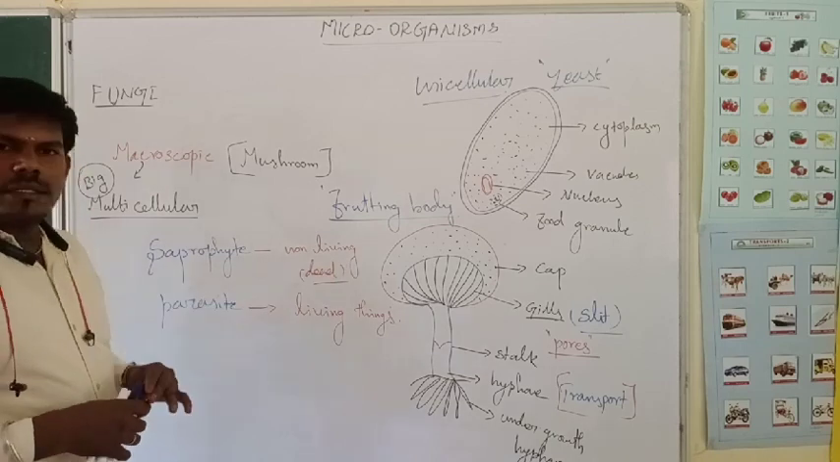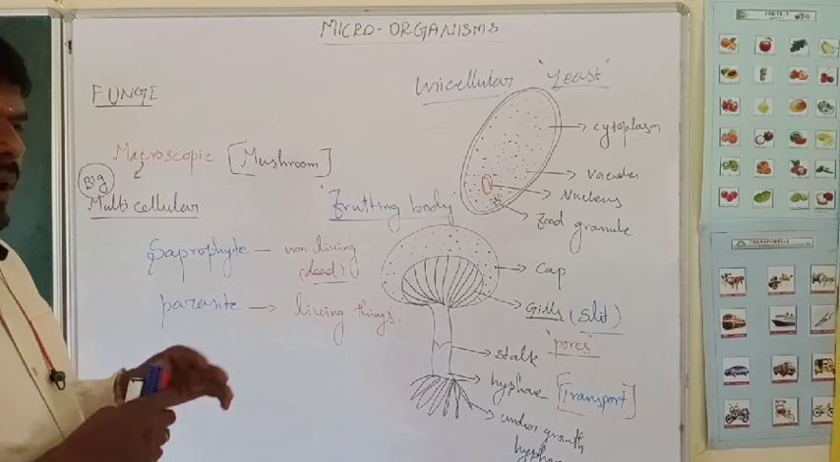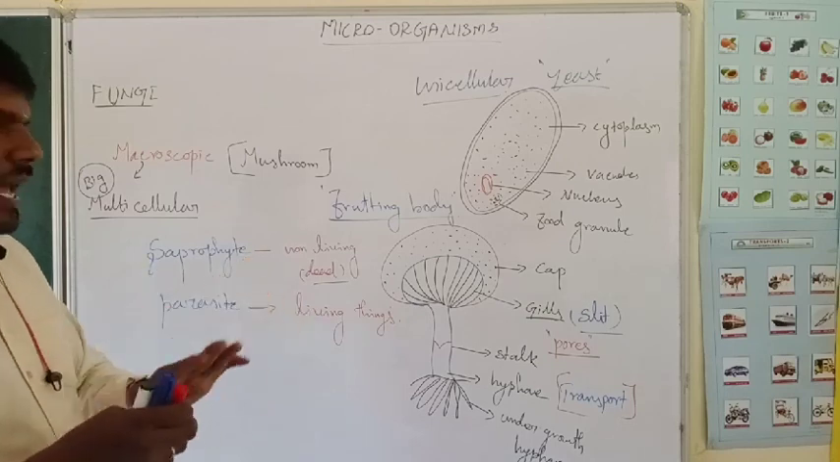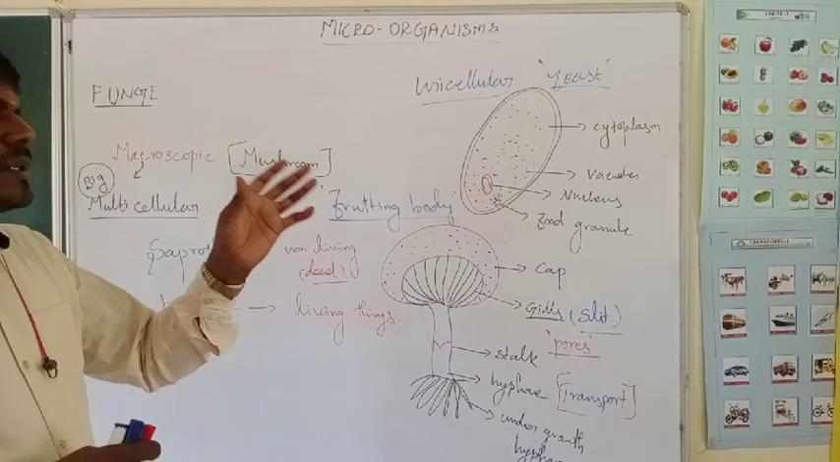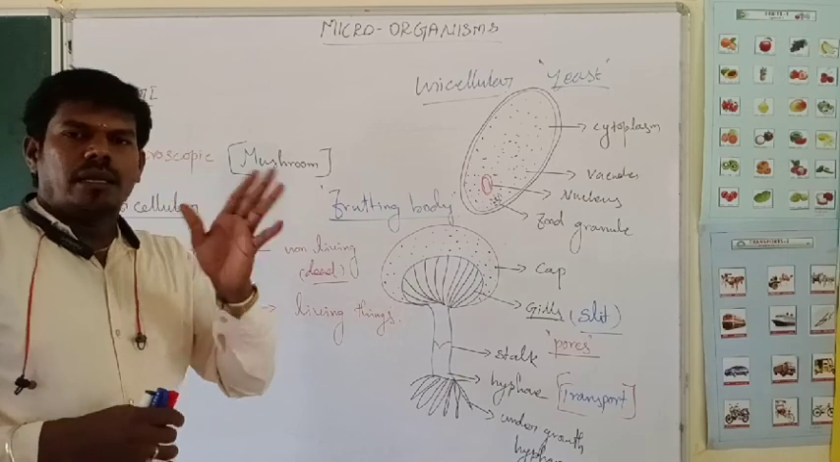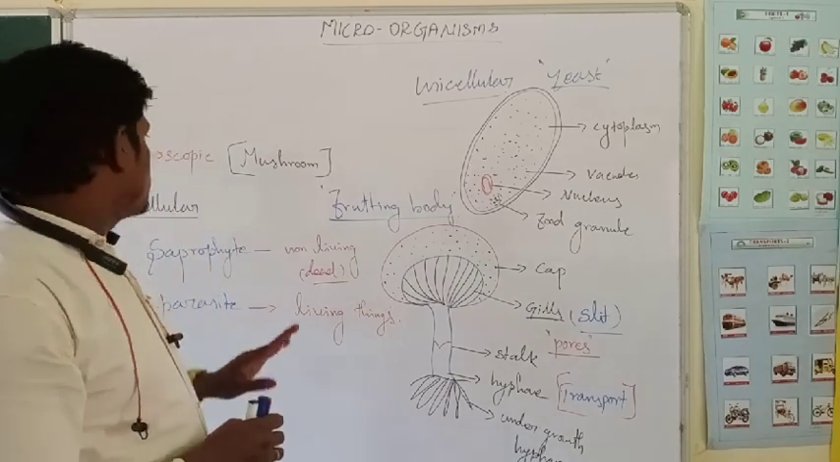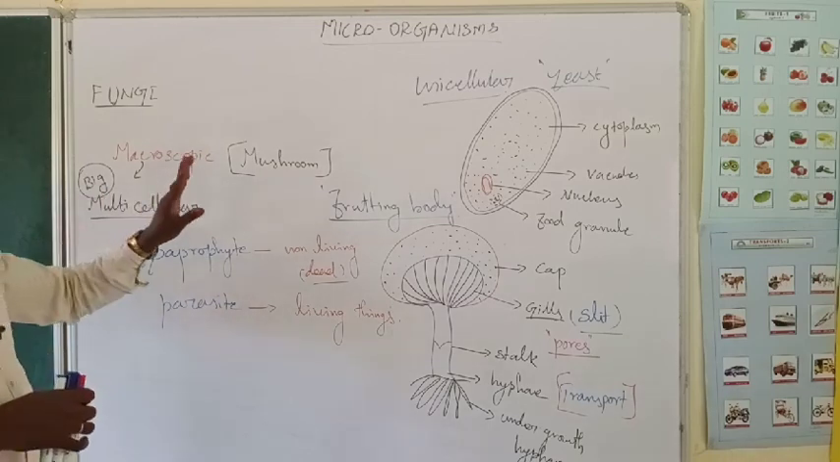Why do we say multicellular? Because you can easily identify it. When you walk along the roadside after the rainy season, you see umbrella-like structures, and at that time you easily identify them. The organism you identify with the naked eye is called multicellular. So macroscopic means mushroom, a big organism.